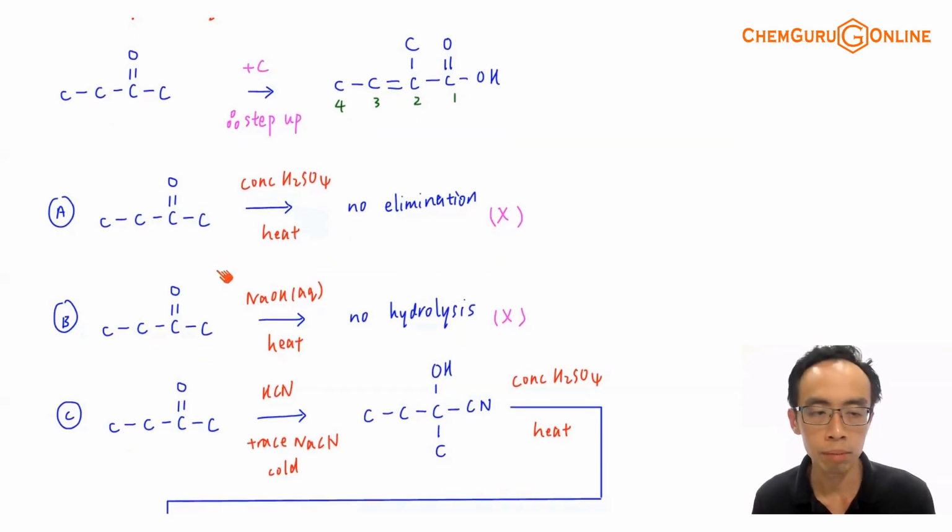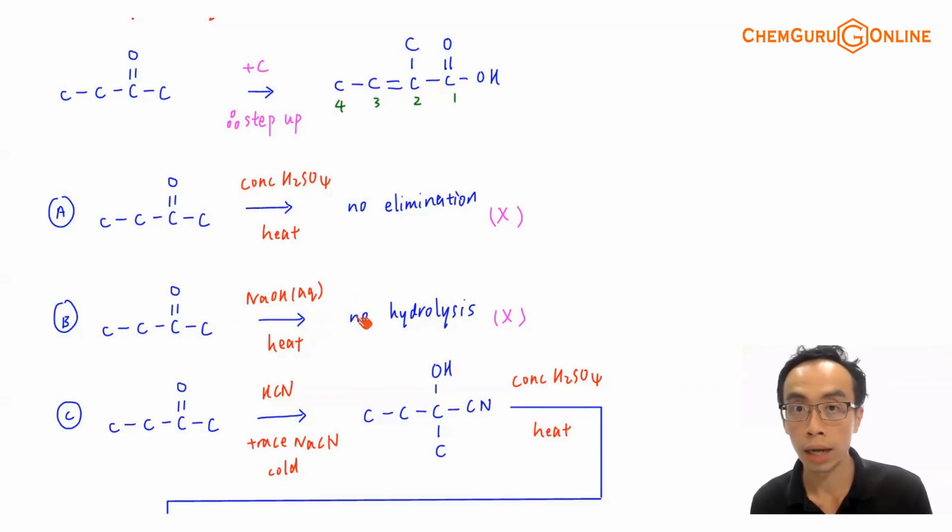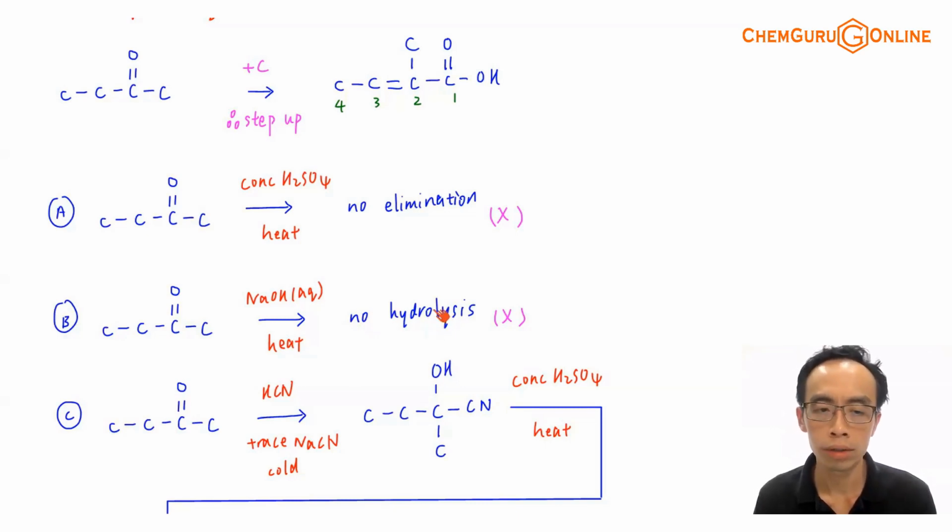How about B? B is the same thing. If you have a ketone and you use NaOH aqueous heat, which is hydrolysis, then based on the reactions that we understand for ketone, it doesn't undergo hydrolysis, so it is not possible for me to have any meaningful product. So B also is wrong, then we can ignore B.